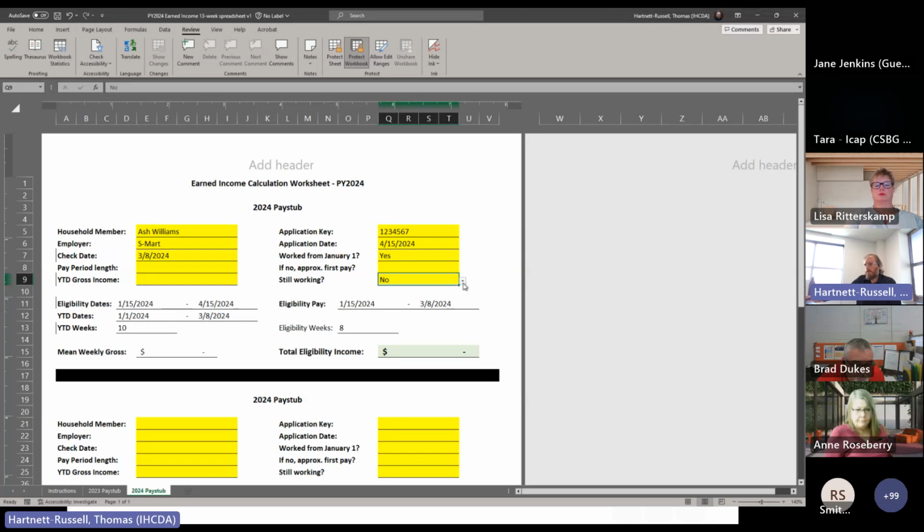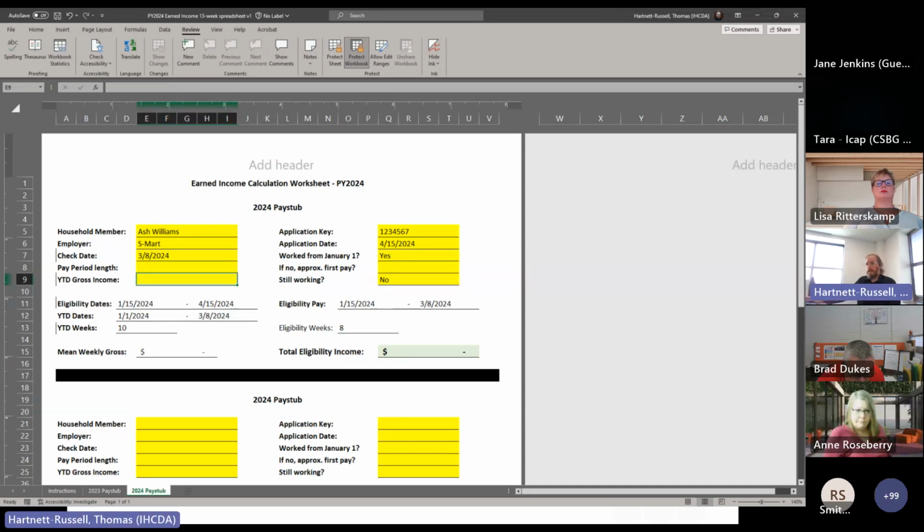And I do want to also show, if we had said yes, he was still working, then it would continue to calculate out until that eligibility date of April 15th. And so you see it would make 13 weeks, the number of eligibility weeks we're looking for. But since we're going to go ahead and say no, March 8th was his last pay date, you see it changes that eligibility weeks multiplier to 8, which again matches with what we came up with when we said that there were 5 weeks of zero income there.